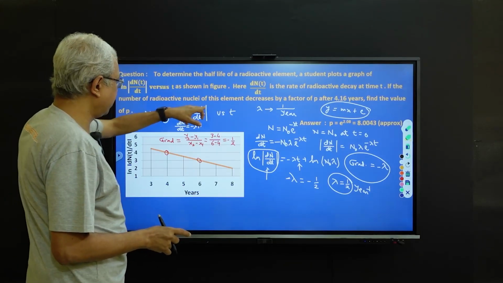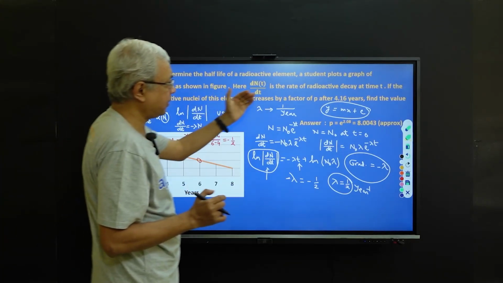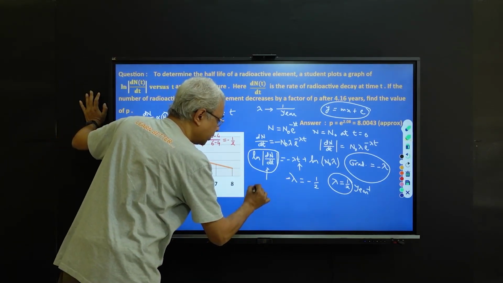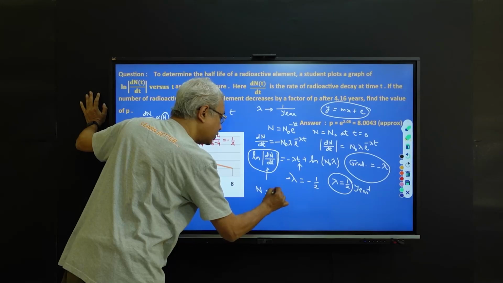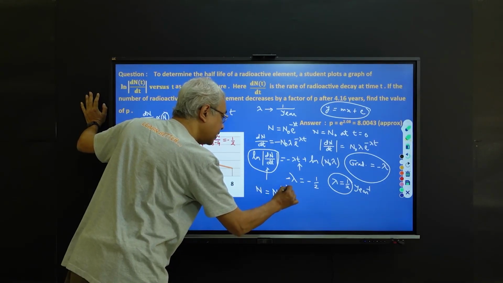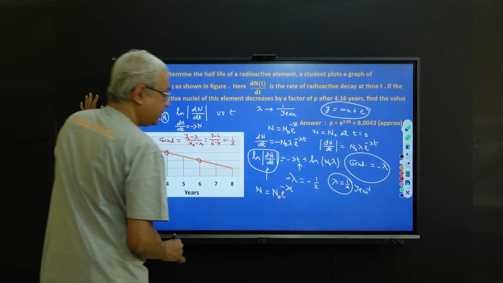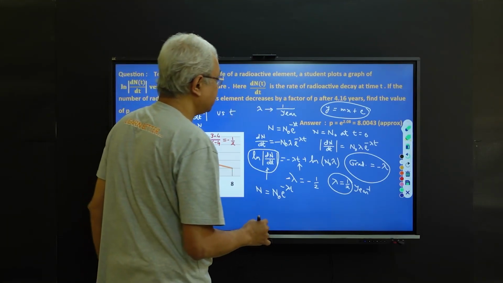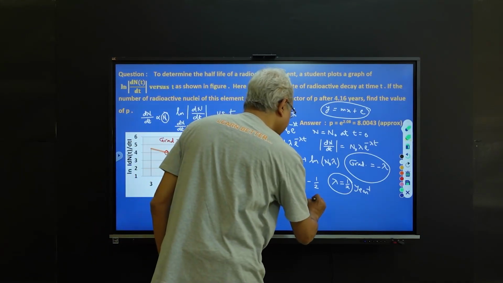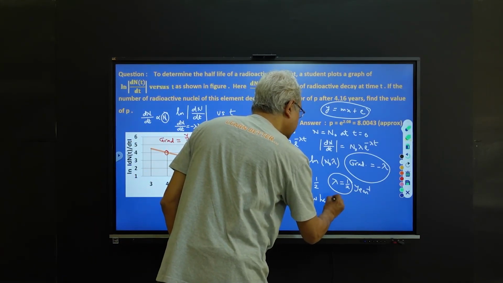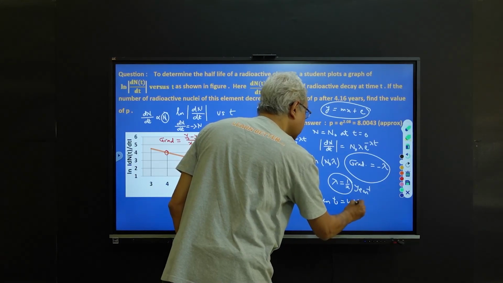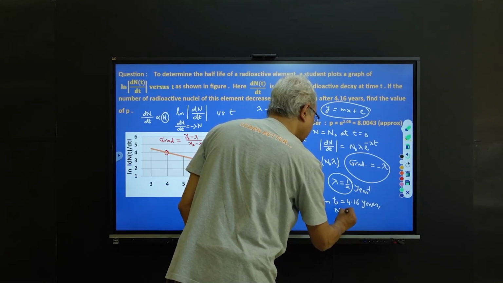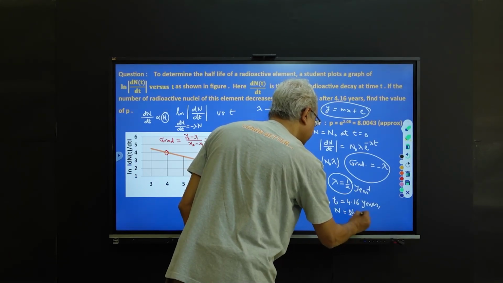If the number of radioactive nuclei of this element decreases by a factor P after 4.16 years, that means you start with this equation N equal to N naught e to the power minus lambda t. Now it decays by a factor P after 4.16 years. That means when small t is 4.16 years, N is nothing but N naught divided by P.